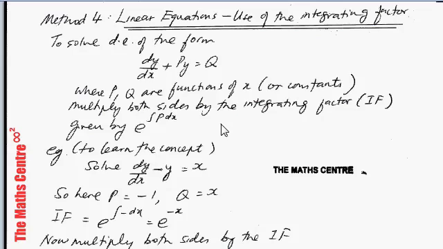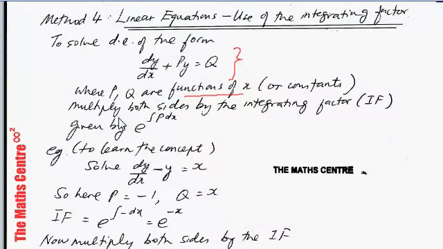Method number 4 is the use of integrating factors. Now, we will use this method, that is the method of integrating factors, when we solve differential equations of this form, dy/dx + Py = Q, where P and Q are functions of x, or they may be constants. So we will use the method of integrating factors when we recognize the differential equation of this form.